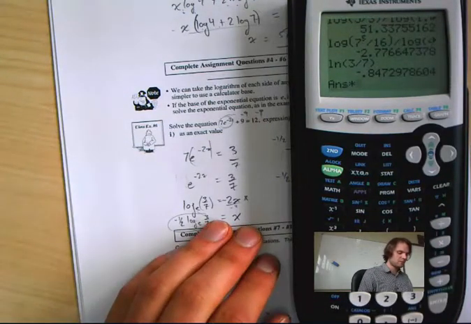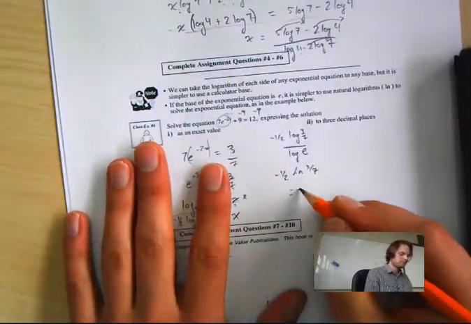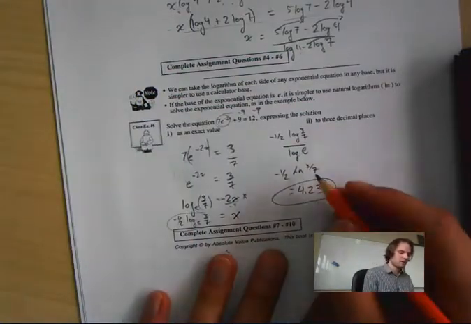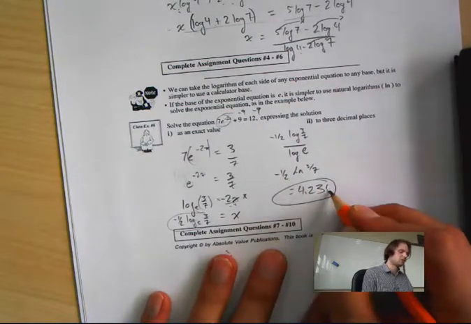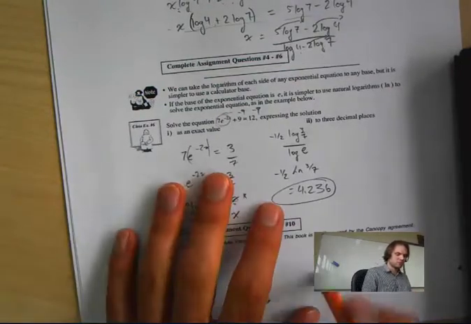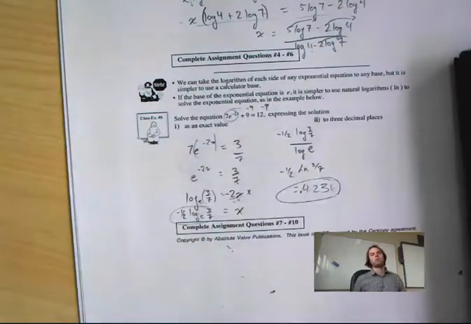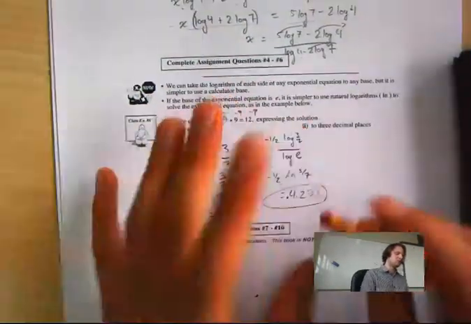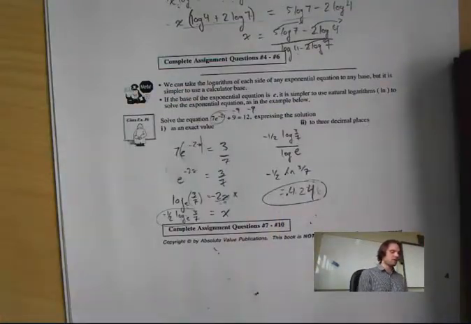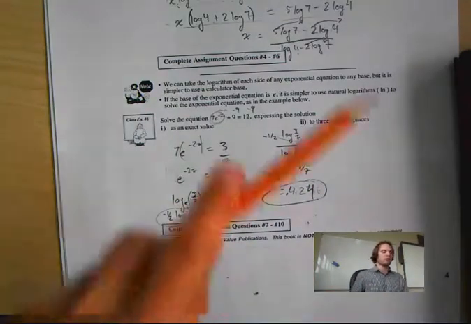And times negative 0.5, and I end up getting 4.23. Oh, 4.236. That's actually supposed to be 4.24. Okay, so that's how I do that. Oh, 0.423. Oh, I'm reading everything off today. 0.424. Whoopsie. Okay? So that is how we do that. Or if you did it this way here, try that out, you'll get the exact same answer if you plug that into your calculator.